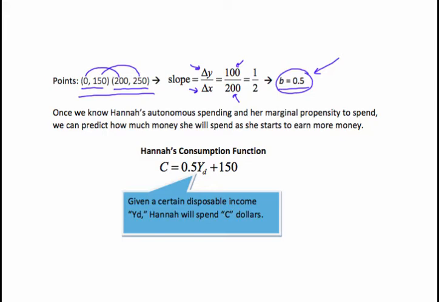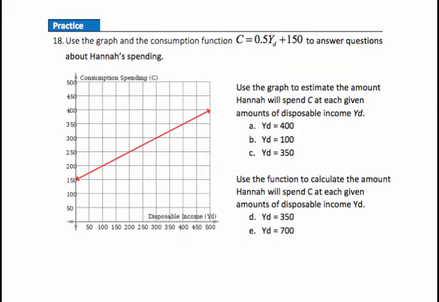And so here is Hannah's consumption function right here. We have our marginal propensity to spend, which is 0.5. Remember, we're saying Hannah's going to spend about half of her disposable income. We also have her autonomous spending, which is $150. And now we're all set. We can predict how much money Hannah's going to spend as she starts to make more money. Okay, let's go ahead and pause your video player now and answer practice 18. When you're done, hit play to see how you did.